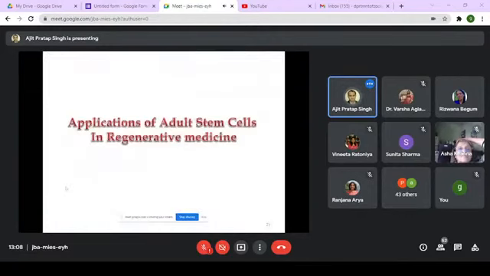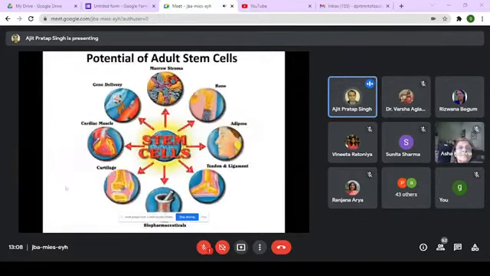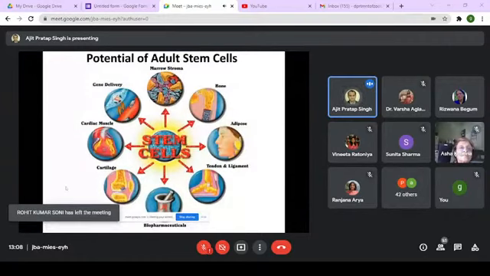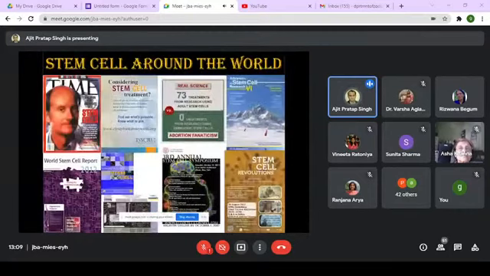Coming to the point, what is the application of adult stem cells in regenerative medicine? It can be used for gene delivery, bone marrow, bone therapy, adipose tissue, tendon repair, ligament repair, cartilage repair, and cardiac muscle cells. It means it has a wide range of applications and potential. These are some things I have told you about how stem cells are being used. It is used in cosmetics also.